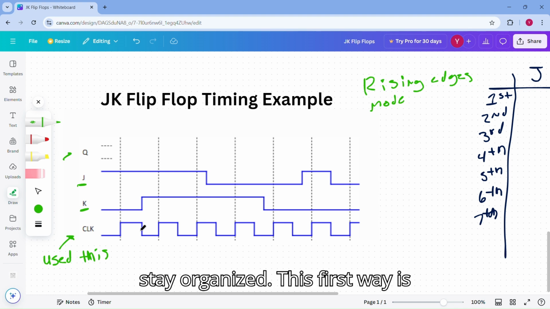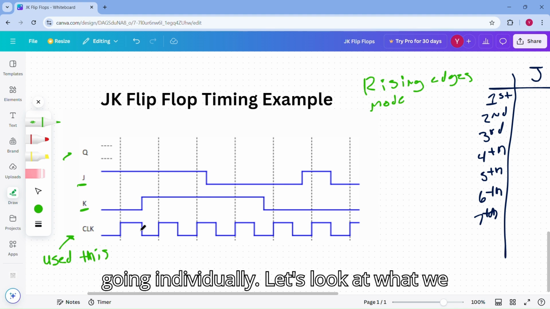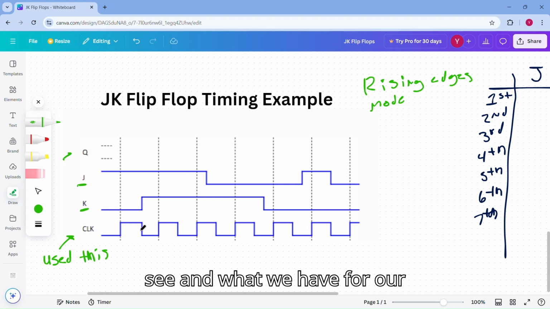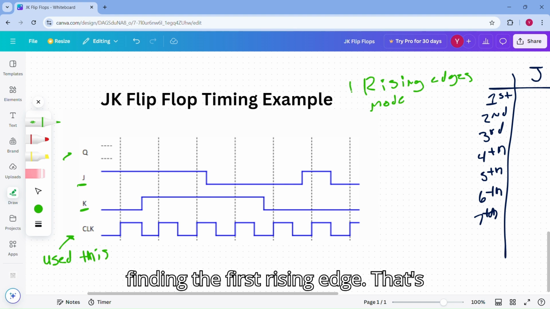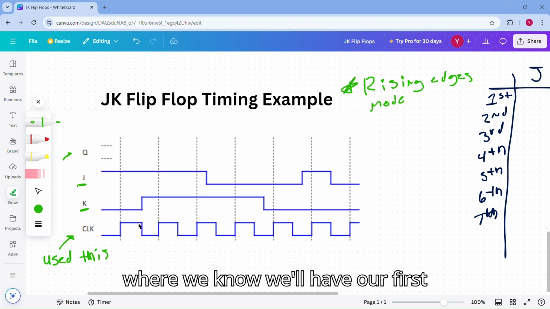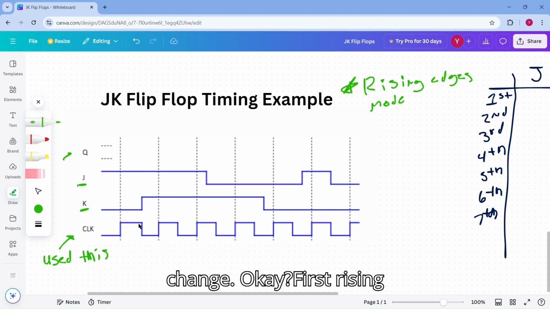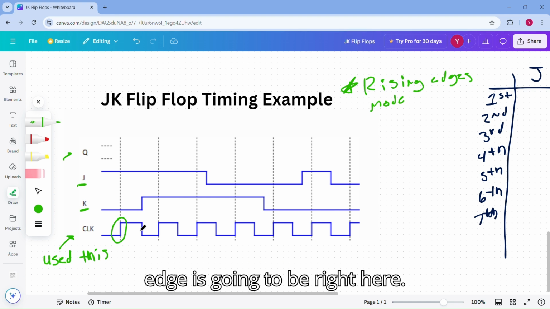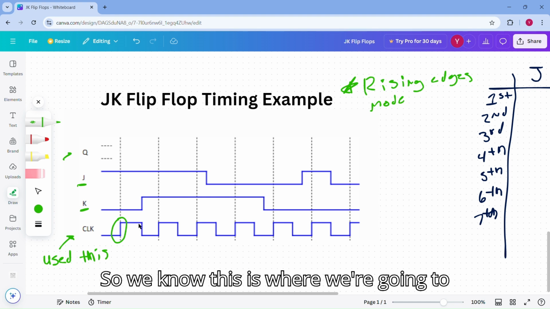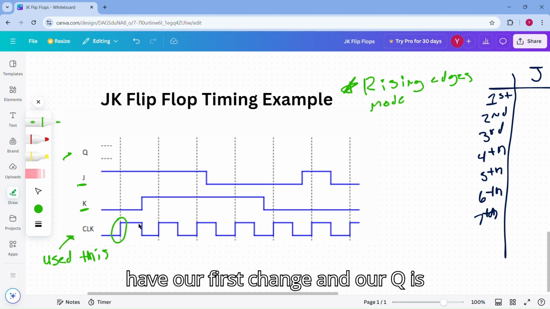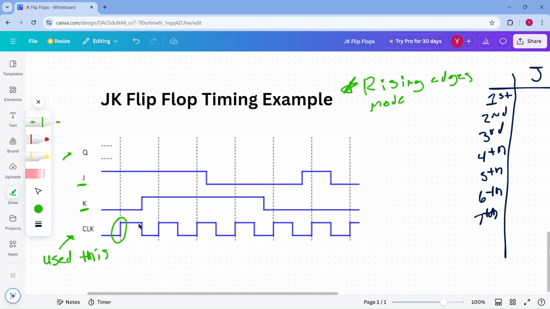This first way is going individually. Let's look at what we see and what we have for our signal. Okay? Let's start by finding the first rising edge. That's where we know we'll have our first change. Okay? First rising edge is going to be right here. So we know this is where we're going to have our first change, and our Q is starting at 0. Okay?